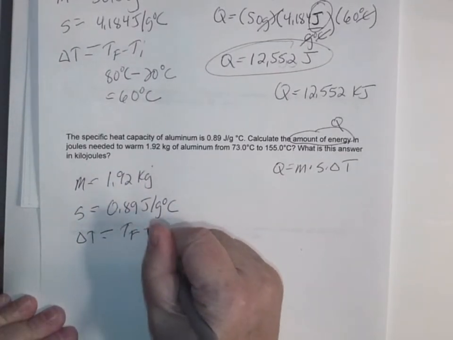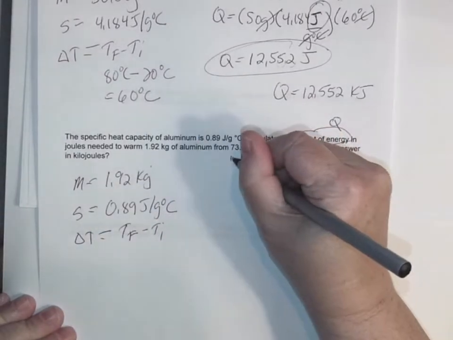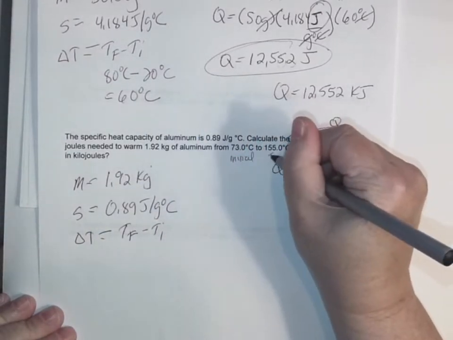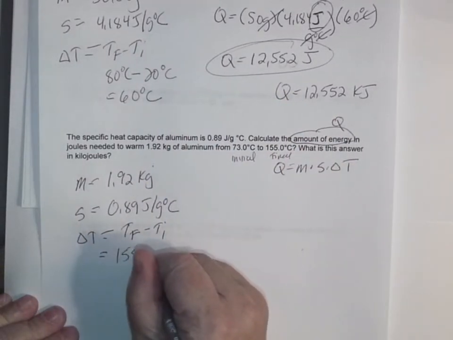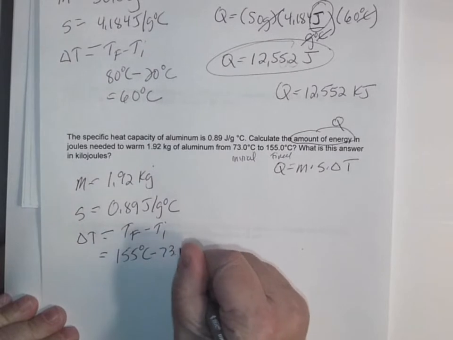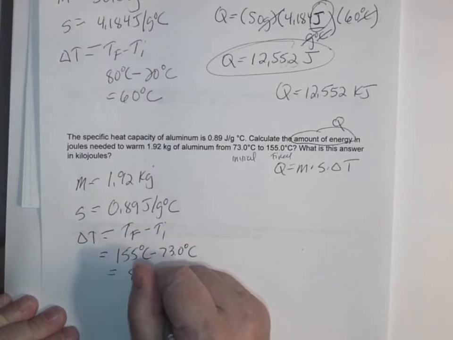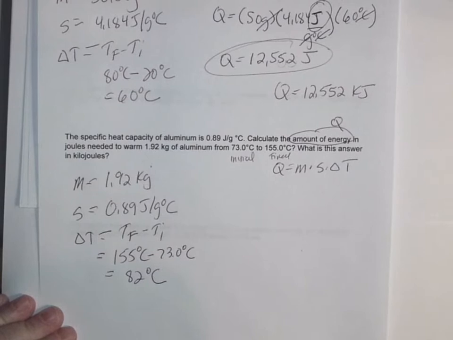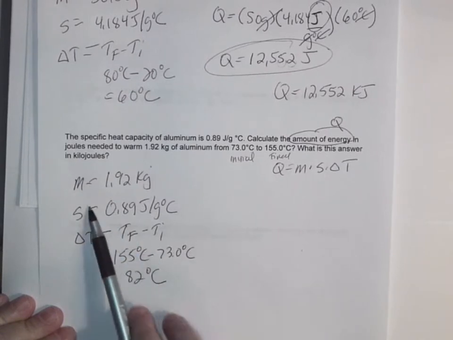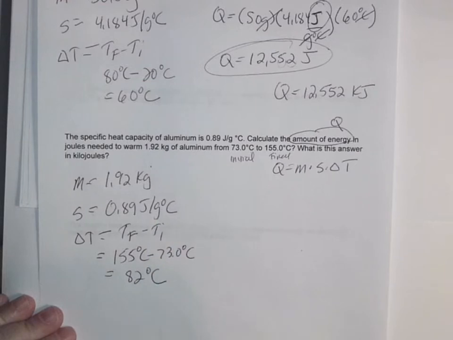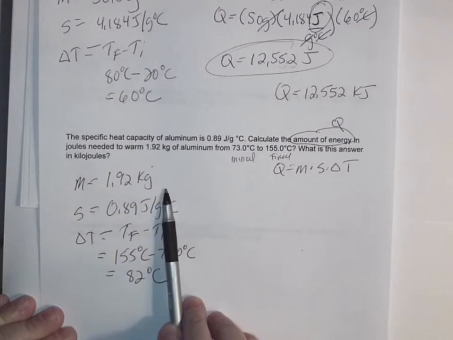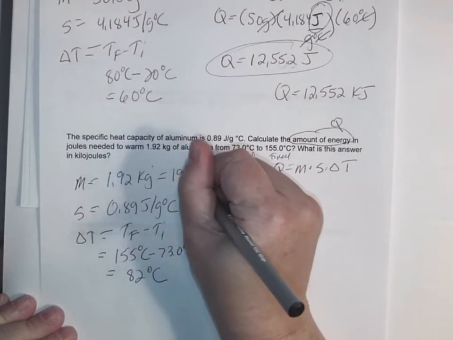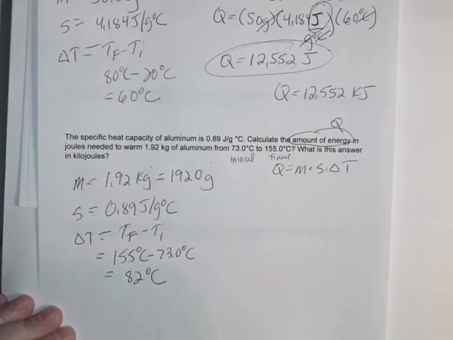And my temperature, I didn't do that, did I? I have an initial and I have a final temperature. So my final is 155 degrees Celsius. My initial is 73 degrees Celsius. And when I subtract that, I get 82 degrees Celsius. So as I'm looking at this, one of the things I have to ask is, is it in the required units? And I notice kilograms for mass is not. It should be in grams. So I'm going to change that to grams.